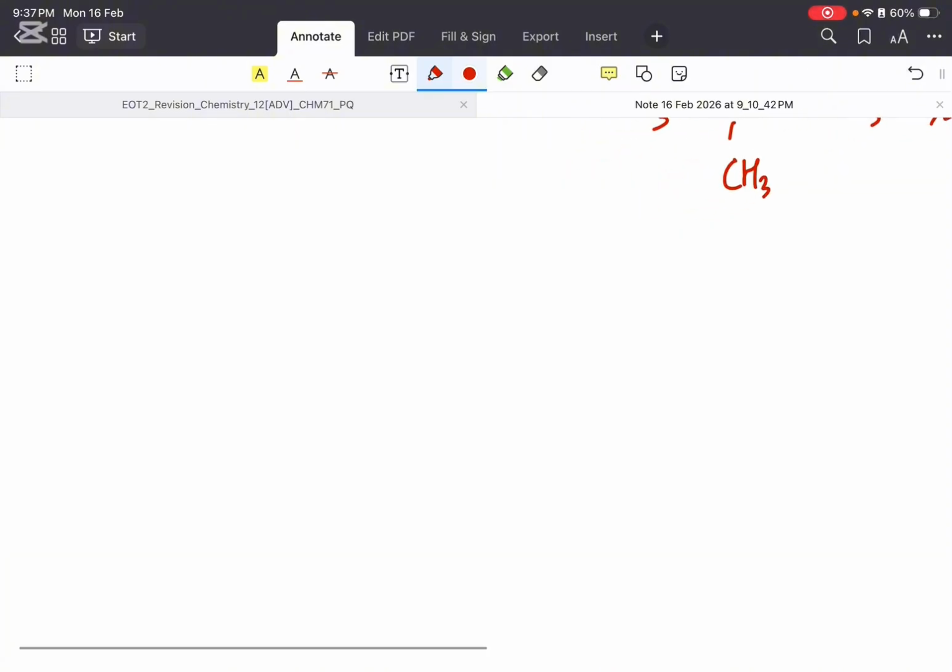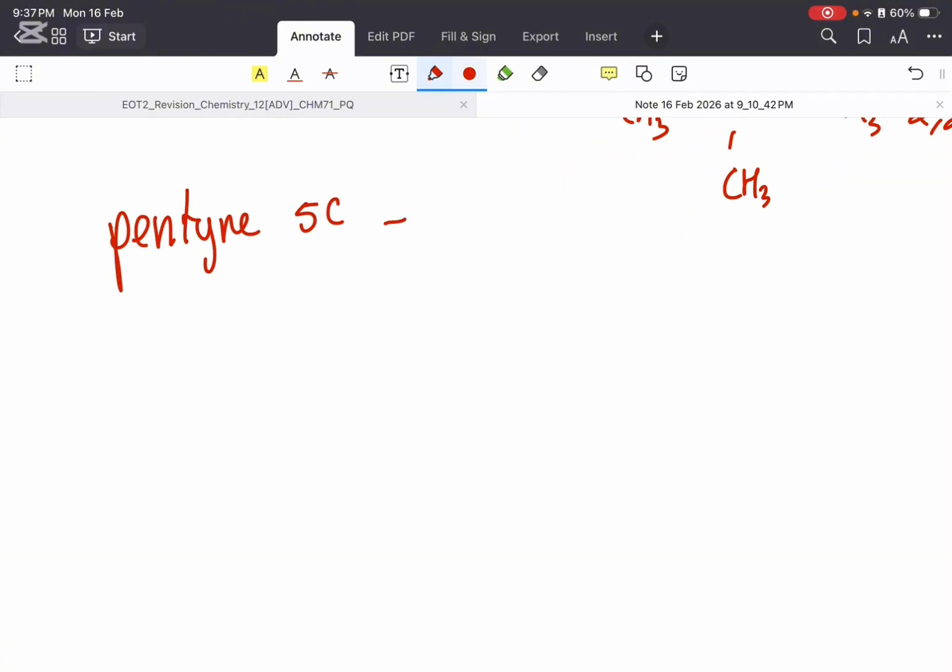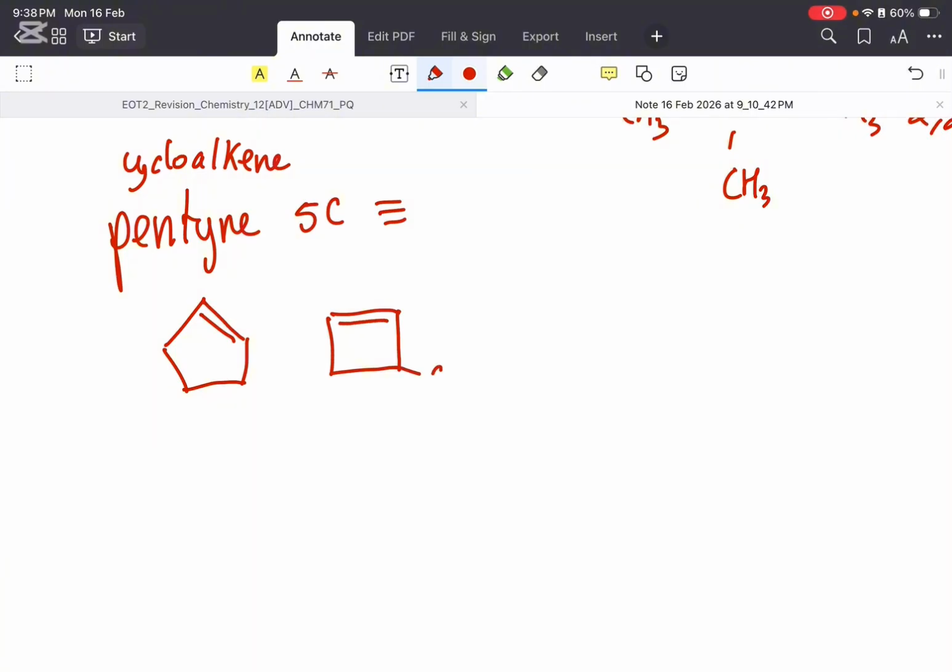Now, what if they ask me to draw the isomers of pentyne? What can I do? If I have pentyne, it means I have 5 carbons and a triple bond. Remember, alkynes can do isomers with cycloalkenes. So I can have 5 carbons cyclic with 1 double bond, or 4 cyclic carbons, 1 double bond, and a branch. And this branch, you can put it here, or you can put it here for another possible isomer.